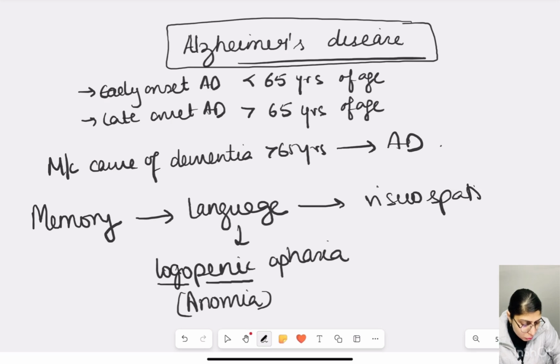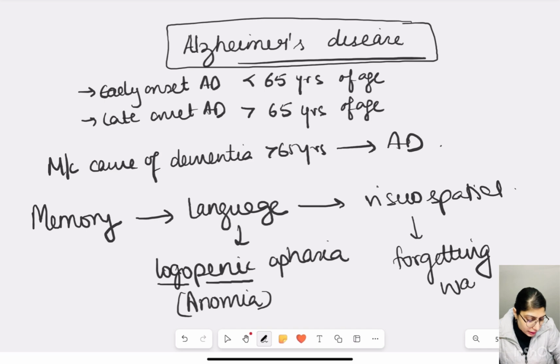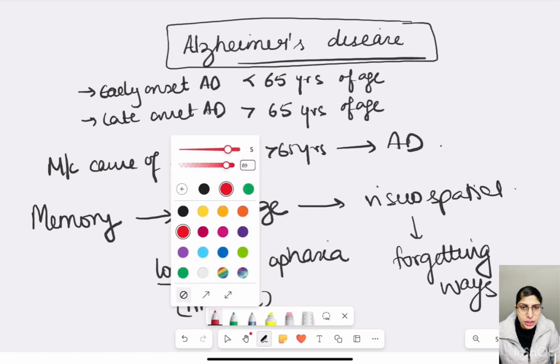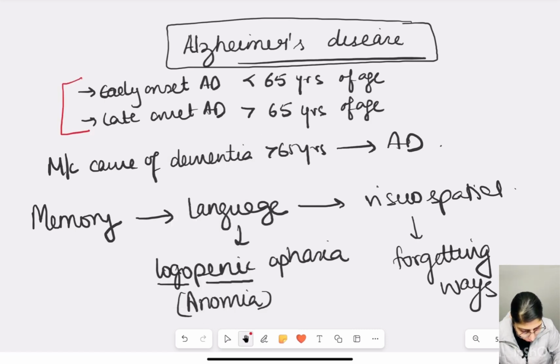After language comes in visuospatial. Visuospatial means GPS. The GPS of our brain gives us visuospatial perception. So they start forgetting their ways. Instead of going to the washroom, they'll enter the kitchen first and then realize they're not in the washroom. Or if they go out to the park or somewhere, they are not able to figure out the way back home. So this is how Alzheimer's progresses clinically. And this may take years. Alzheimer's is a chronic, very slowly progressive illness. It is not a rapidly progressive dementia. It is a very slow progressive dementia.